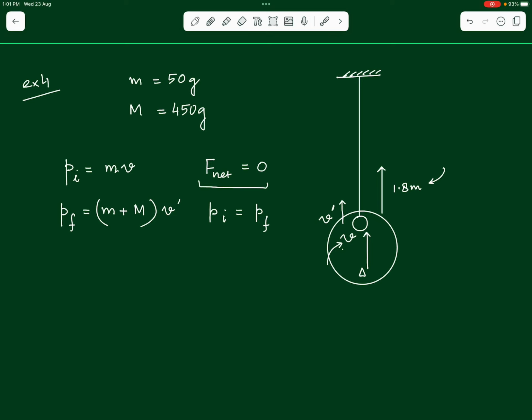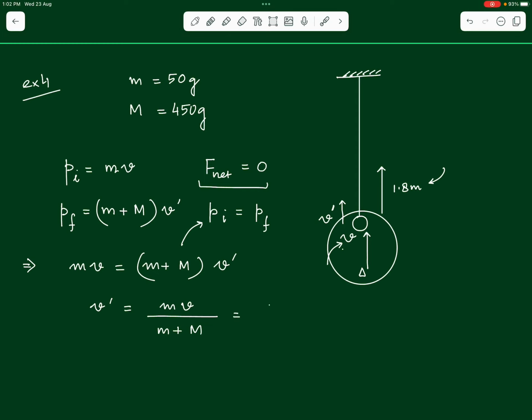And can we say, from the law of conservation of momentum, we can write m into v is equal to m plus capital M times v dash, isn't it so? And from here we can find out the value of v dash in terms of v. Can we write v dash is equal to mv by m plus M? At this point we can substitute all the values of the masses because the masses are known to us.